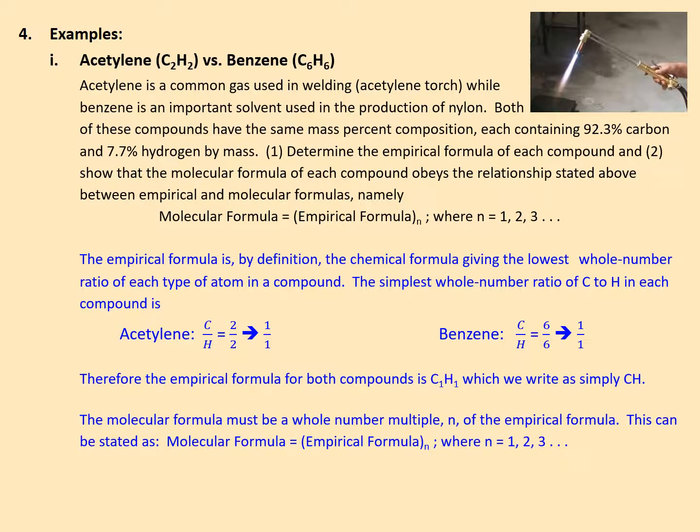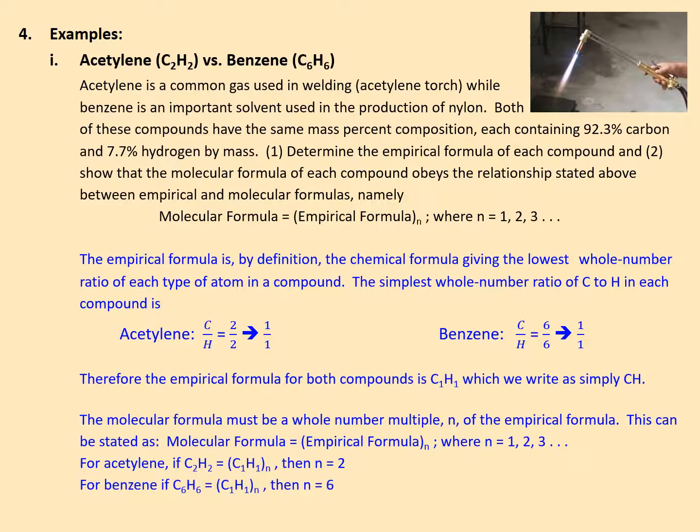Now, the molecular formula, as we said, must be a whole number multiple n of the empirical formula. We can state it by saying the molecular formula is the empirical formula, where the subscripts are multiplied by that number n. So starting with acetylene, the empirical formula is CH, and when we multiply those subscripts by the whole number 2, when n has a value of 2, the empirical formula C1H1 multiplied by that subscript 2 gives us the true molecular formula C2H2 for acetylene.